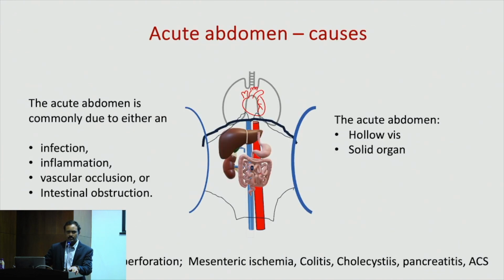If you see the causes, you can group them into those related to a hollow viscus or maybe a solid organ in the abdomen. Predominantly it is more of infectious etiology. It can be perforation, intestinal obstruction, volvulus, or inflammation. To give an example, it could be pancreatitis, or a vascular cause like abdominal aortic aneurysm rupture, maybe dissection, etc., and mesenteric ischemia. These are the common groups we commonly see in the intensive care unit.